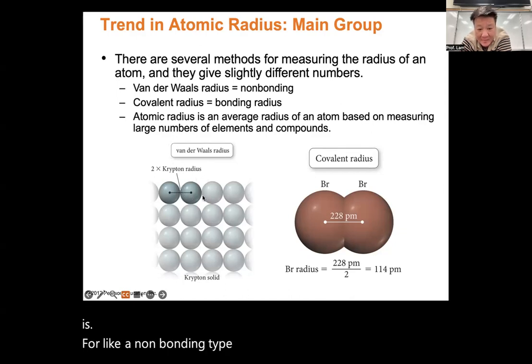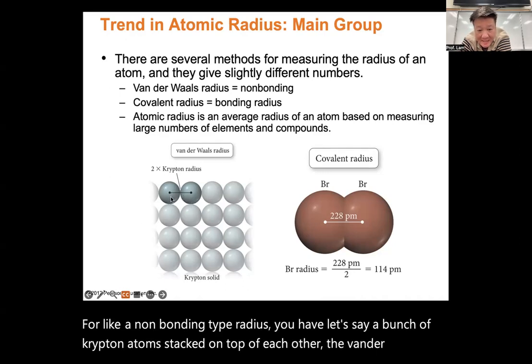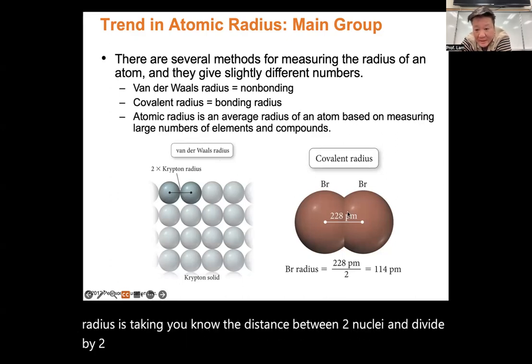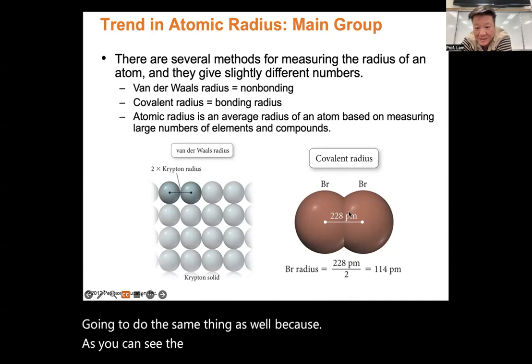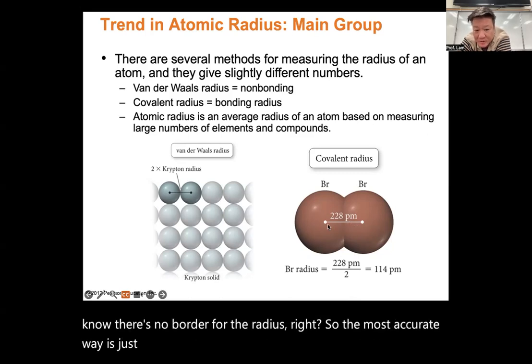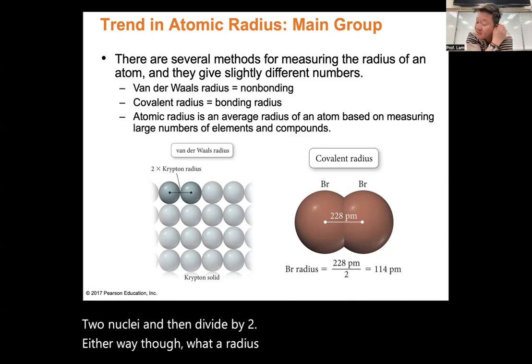You have, let's say, a bunch of krypton atoms stacked on top of each other. The van der Waals radius is taking the distance between 2 nuclei and dividing by 2, right? And covalent radius, you're going to do the same thing as well, because as you can see, the covalent radius is tricky because there's no border for the radius, right? So the most accurate way is just taking the distance between 2 nuclei and then dividing by 2. Either way, though, what a radius does for us is tell us how large an atom is, right?